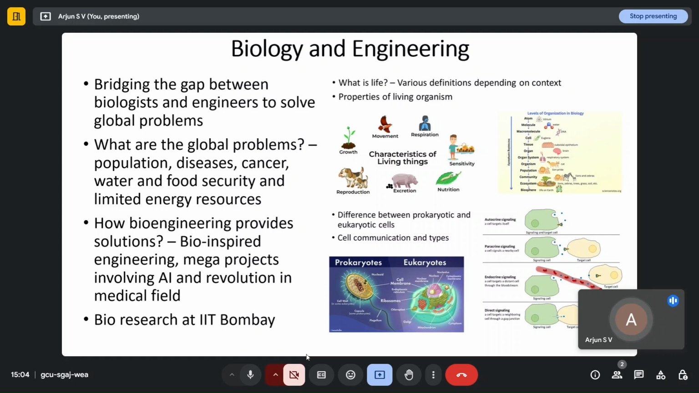We also saw another global problem that we are facing with respect to water, food, and nutritional energy. We have only limited energy resources, and we need to search for alternative energy sources, for which we can go for fuel cells, microalgae, cyanobacteria, as well as biofuel.